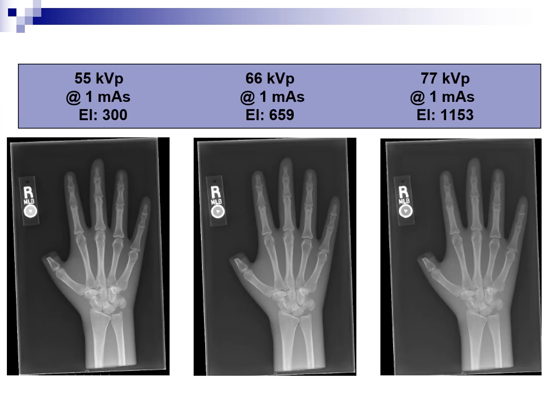The three images were taken at 1 mAs. The difference was the first one was taken at 55 kVp and had an EI number of 300. The second one was taken at 66 kVp and had an EI number of 659. And the third one was taken at 77 kVp and had an EI number of 1153. And this demonstrates that as you increase kVp, it will increase receptor exposure.